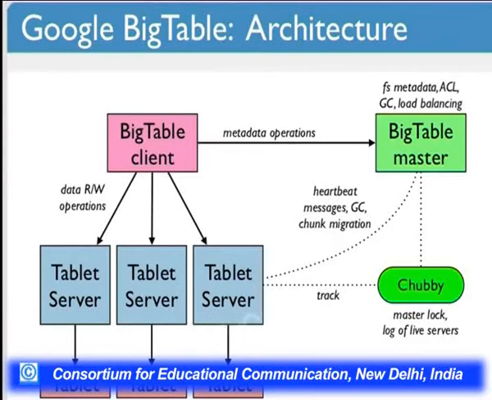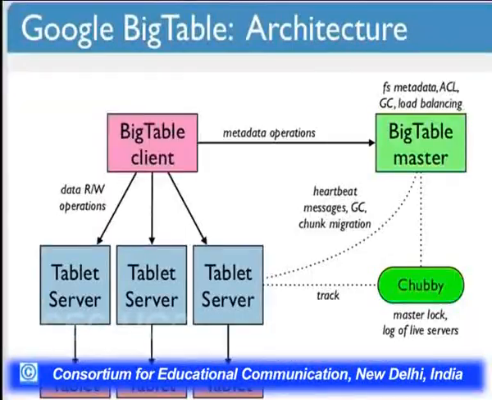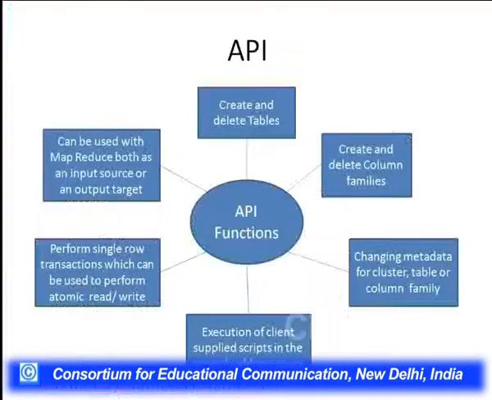We have a Bigtable client, and if it needs to perform any read and write operation, it does so through tablet servers, which handle tablets. The tablet, as we just talked about, is nothing but rows of your data. Any metadata operation is done through the Bigtable master, just like GFS. And the only extra thing we have here is Chubby, which is a master lock service and takes care of all the locks of the live servers.